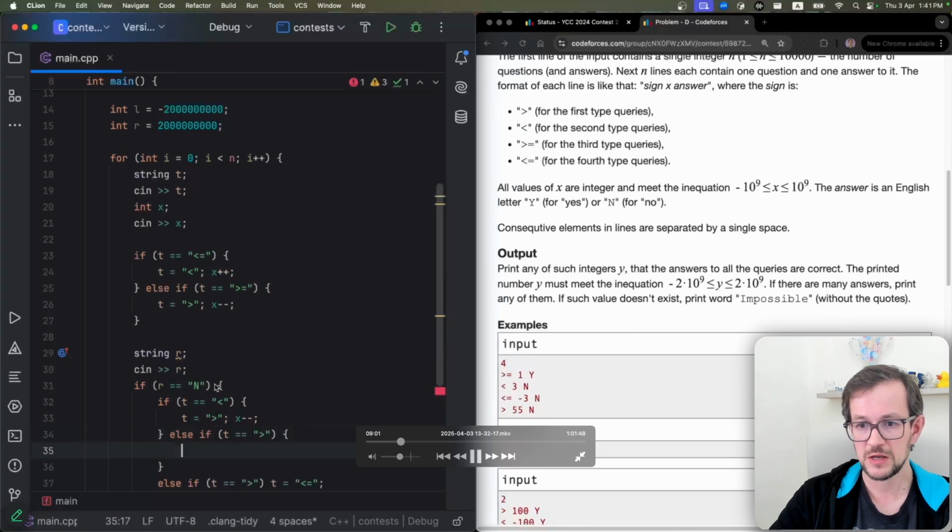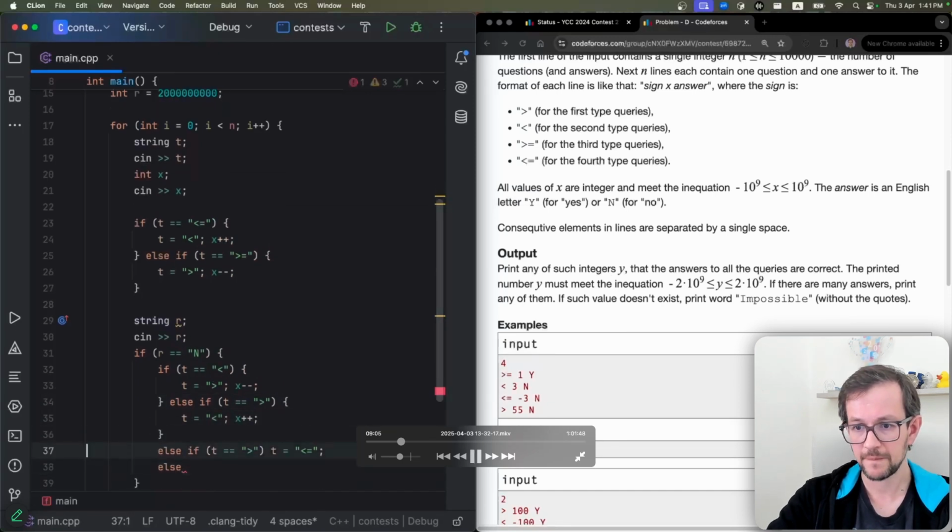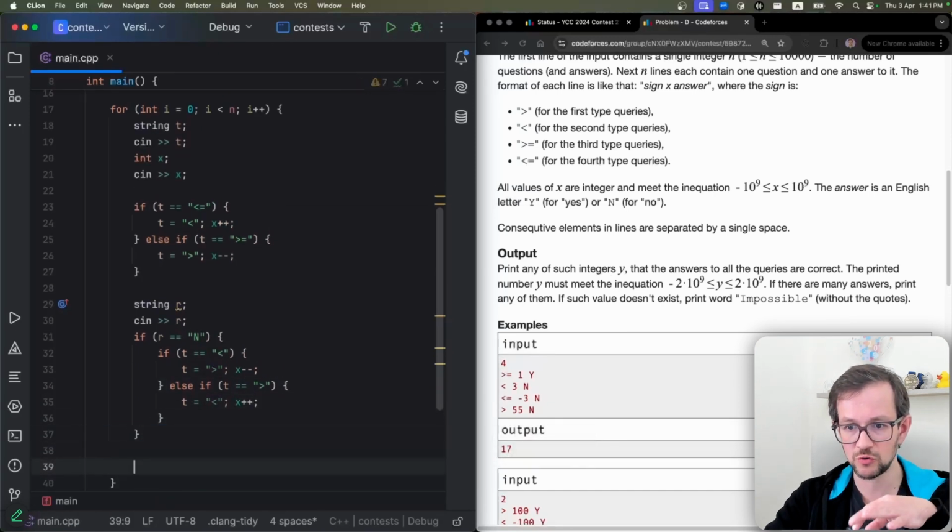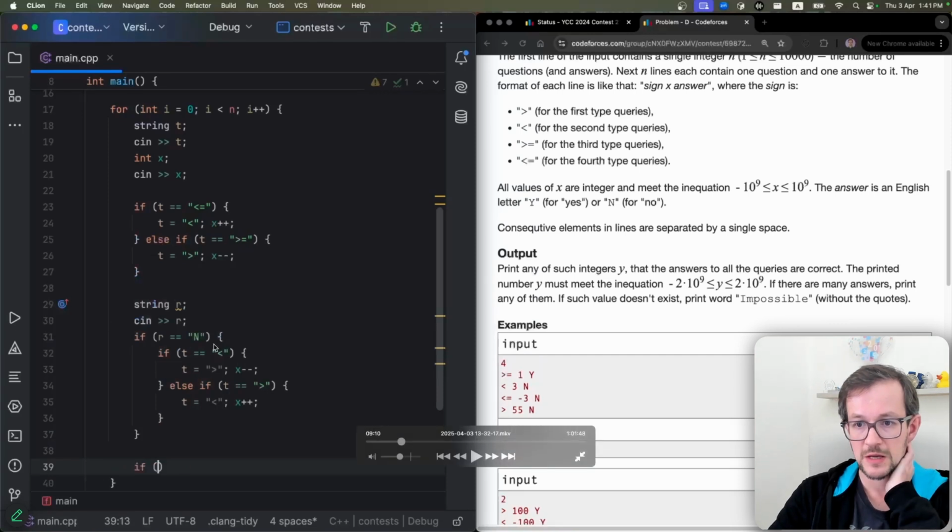So if the result is false, I transform this constraint to another constraint with true. If this was "less" and the result is false, it means it is not less than x. Not less than x is the same as greater than or equal to x minus 1. So again, I'm transforming all these negative constraints to positive constraints.